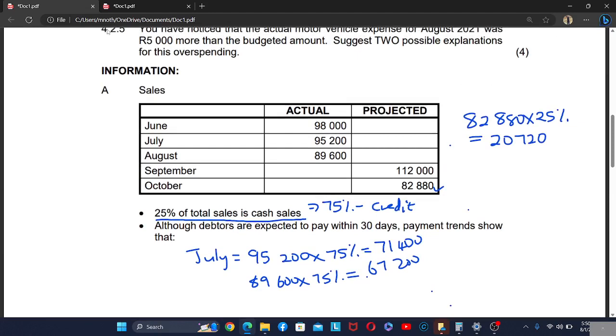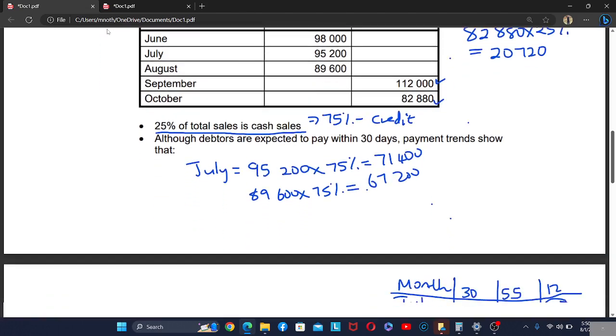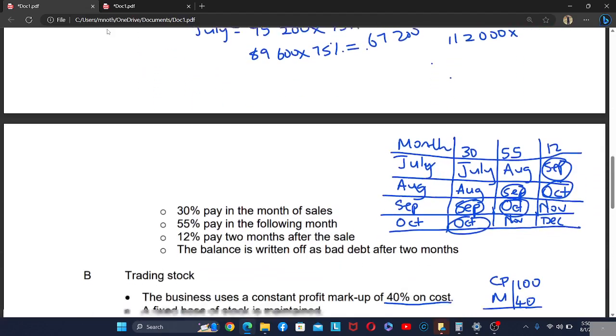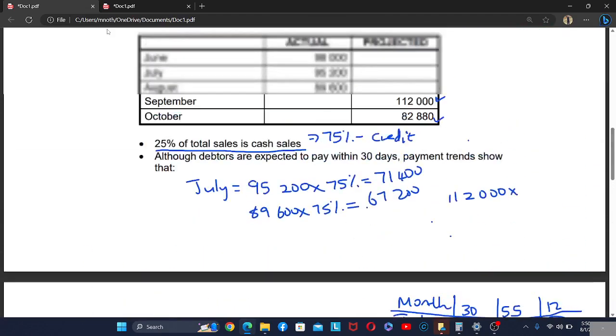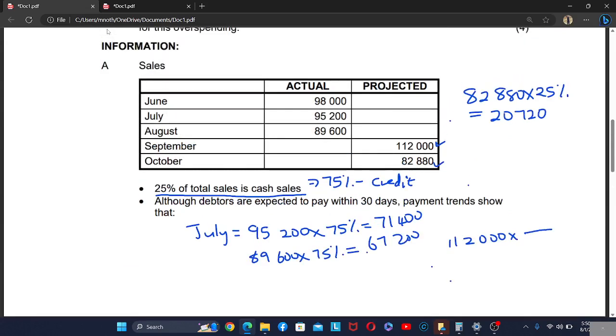But then we need to find the cost price, because the business buys the trading stock at the cost price and then sells it at the selling price. For September, it is 112,000 multiplied by, so we are looking for the cost of sales. So we have 140 and 100. Below we put what we have, which is the selling price. The selling price is 140 because these are the sales. And then above we put what we don't have or what we want, which is the cost of sales. How much is that?